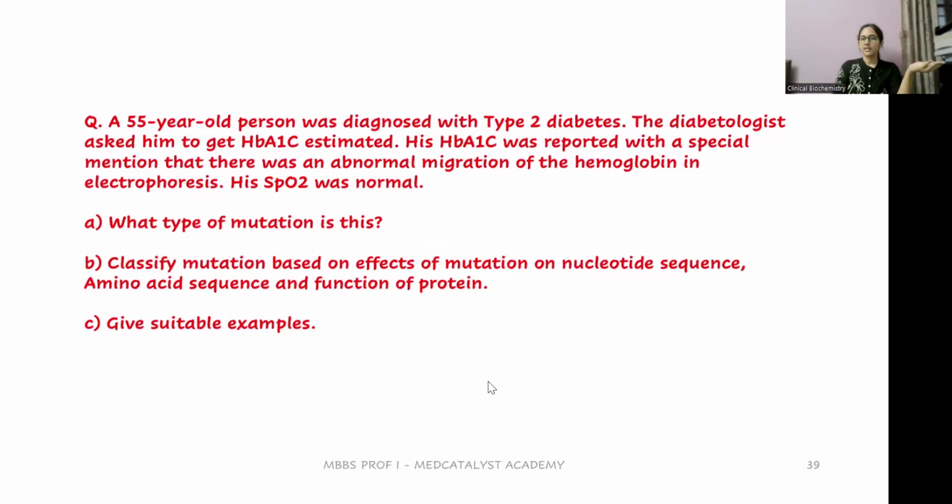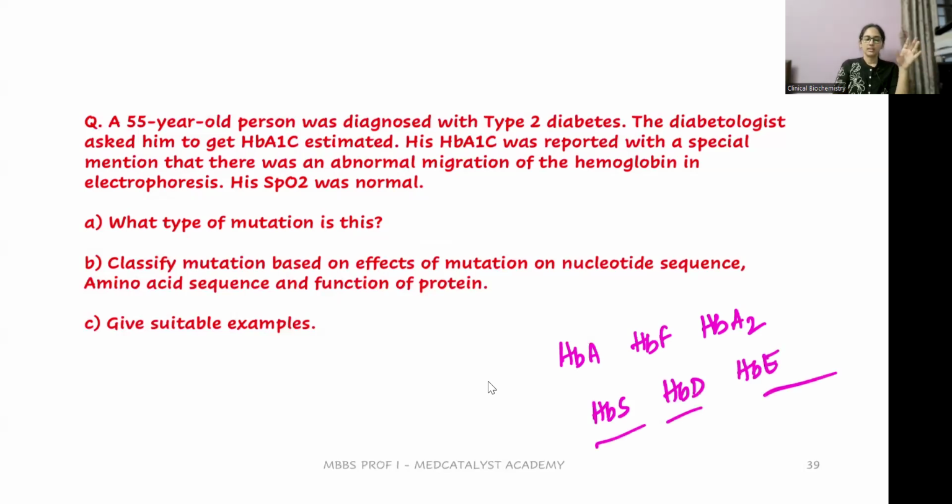So what are the different Hb variants? You have multiple. The normal ones are HbA, adult hemoglobin, HbF, fetal hemoglobin, then the HbA2 fraction. You also have HbS fraction, HbD, HbE. These are abnormal variants of hemoglobin that you have. So they are mentioning that there is abnormal migration of hemoglobin in electrophoresis.